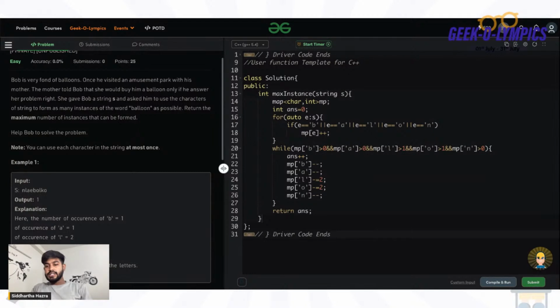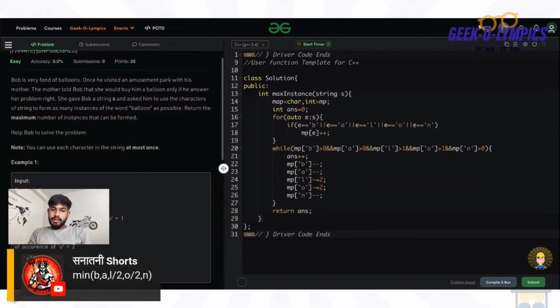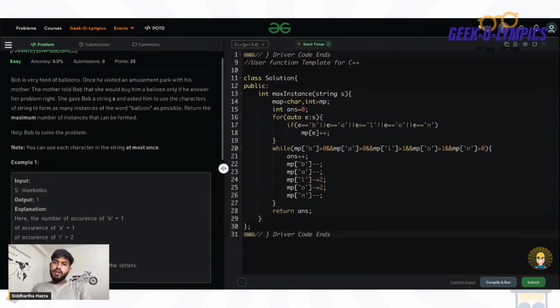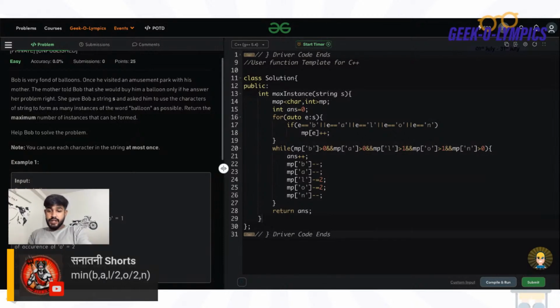This is good. But people who are absolute beginners won't get the intuition of this. That is why I did this. And as the constraints were very small, that is why I just did it. Okay, now let's move to the next problem. This solution is very good.